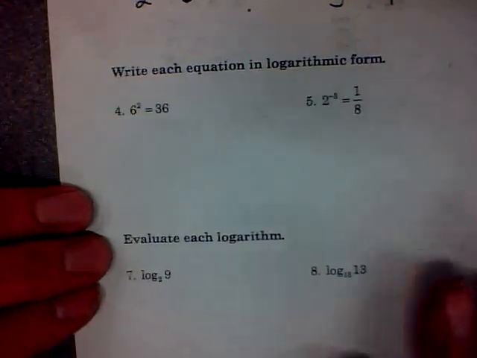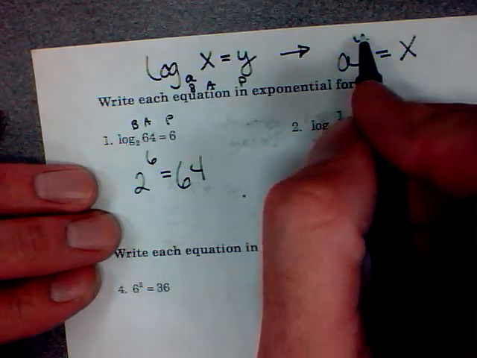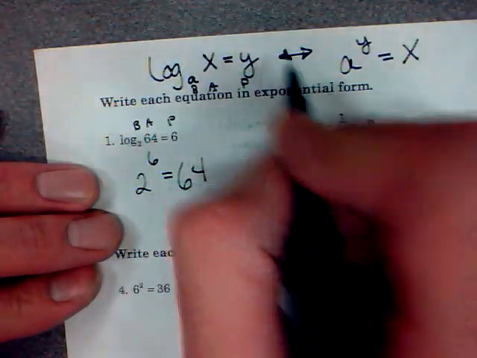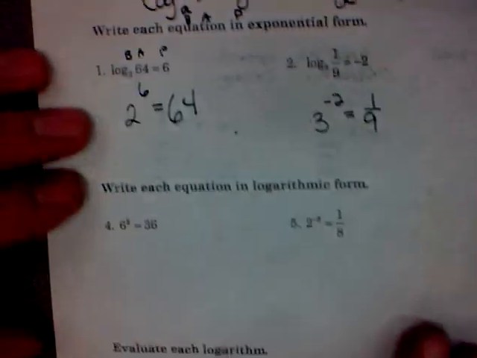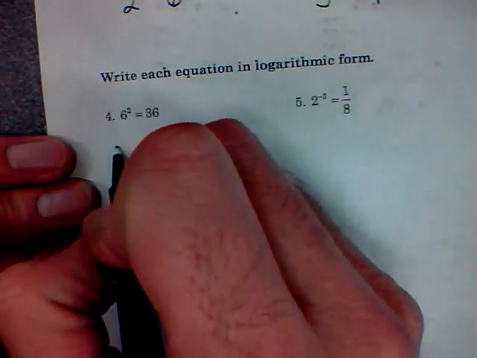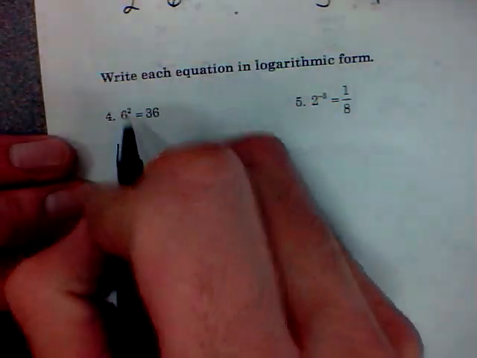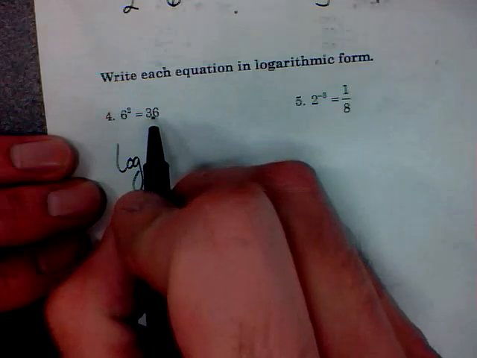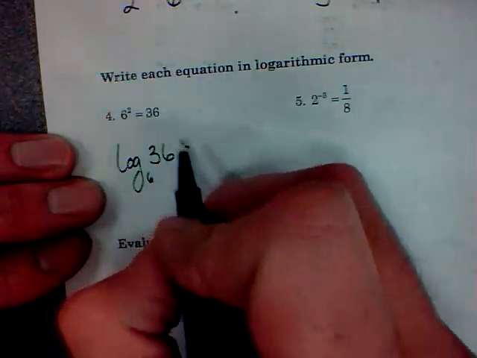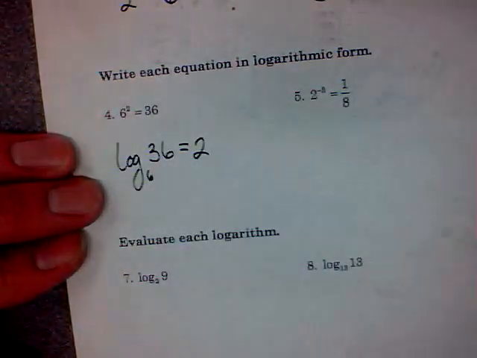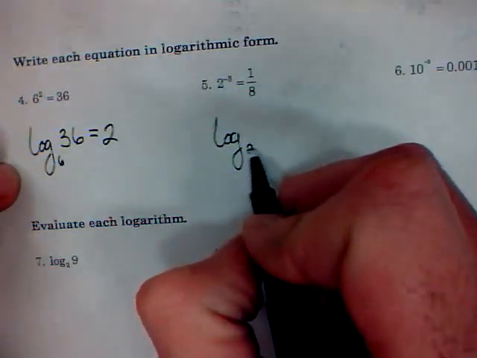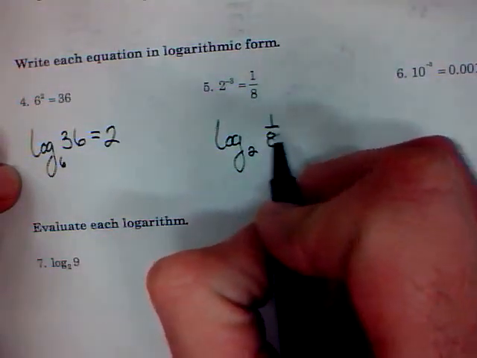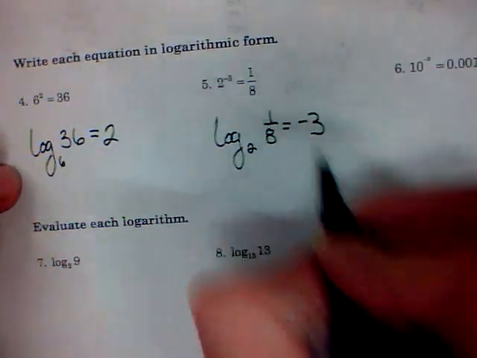On number 4, we're going the reverse way. So here we have our base, our power, our answer, and we're going to switch back to log. And remember, it's base, answer, power. That allows you to write it. So this is log, your base, which is 6, your answer, which is 36, equals your power, which is 2. On number 5, this is log, your base is 2, your answer is 1/8, equals your power, which is -3.